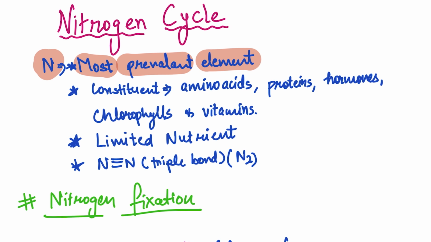Okay. And what is the function of nitrogen, how it is used in our body or in plants? So nitrogen is basically a constituent of amino acids, for example alanine, valine, threonine, any amino acid. Nitrogen is present in all amino acids. Proteins are made up of amino acids, so definitely proteins also contain nitrogen.